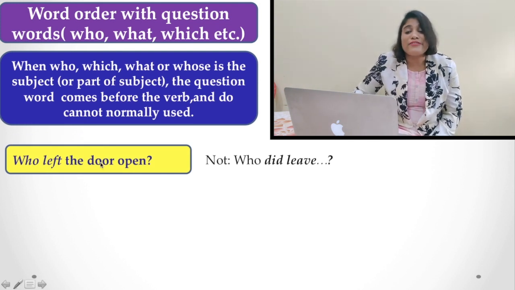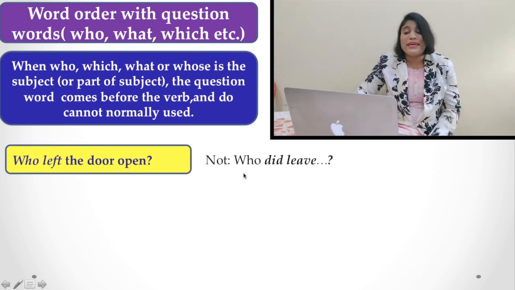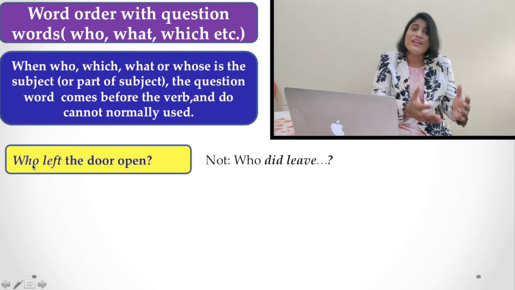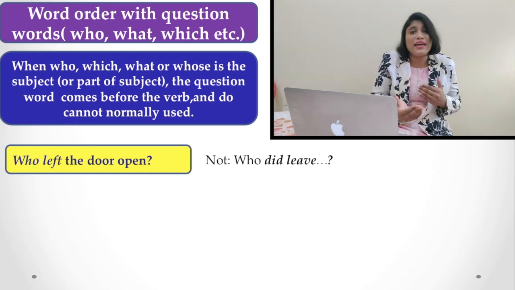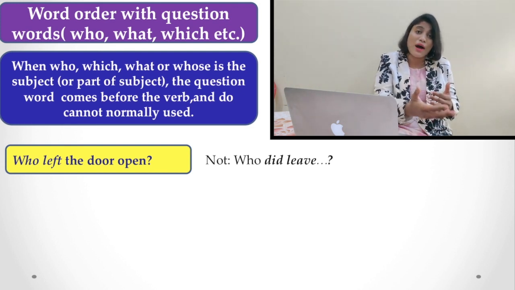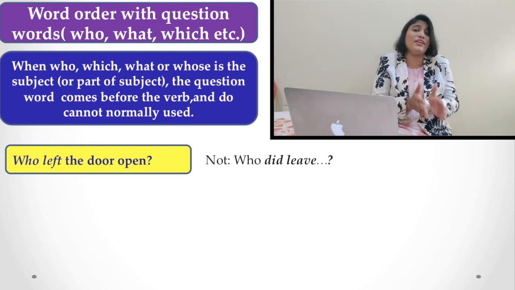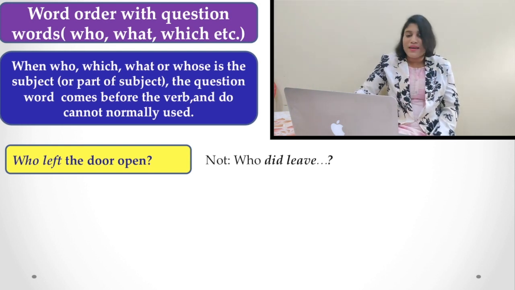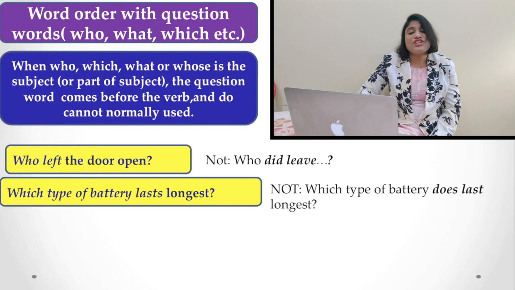Who left the door open? So here you never say who did leave, because who directly asks about the subject. So if the WH word or the question word directly asks a question about the subject, we do not use auxiliary do. More examples for you. Here, which type of battery lasts longest?